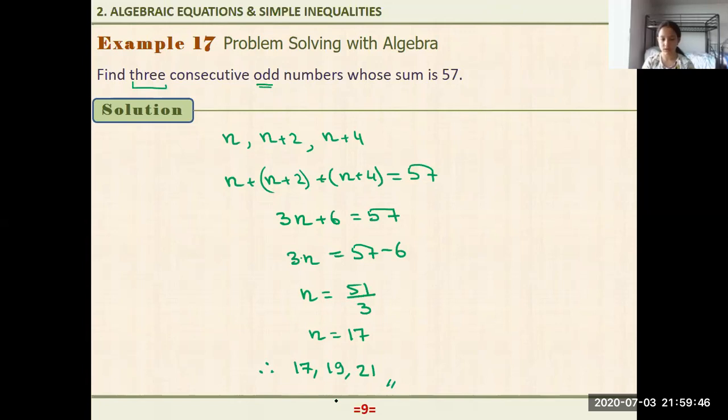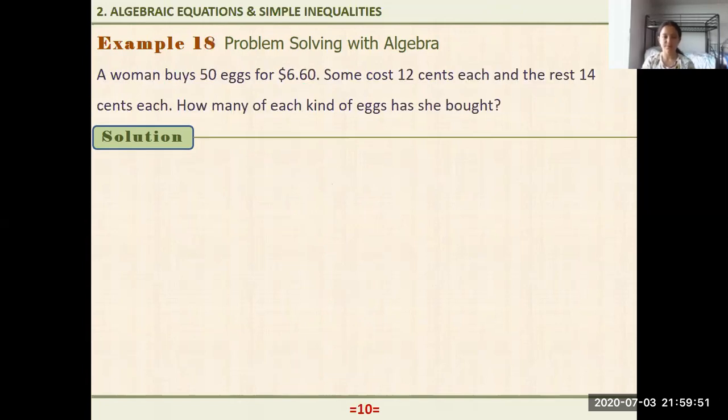Okay. Read the question. A woman buys 50 eggs for $6.60. Some cost 12 cents each and the rest 14 cents. How many of each kind of eggs has she bought? Did you understand the problem? Yes. Very good. It's actually not a very easy problem, but not very difficult.